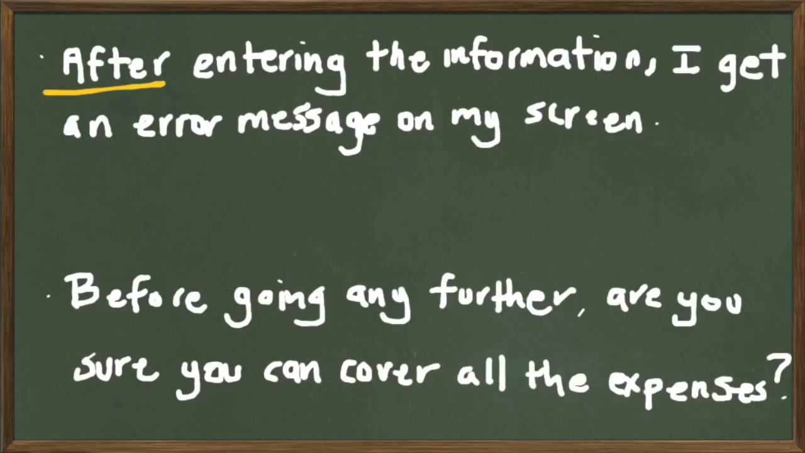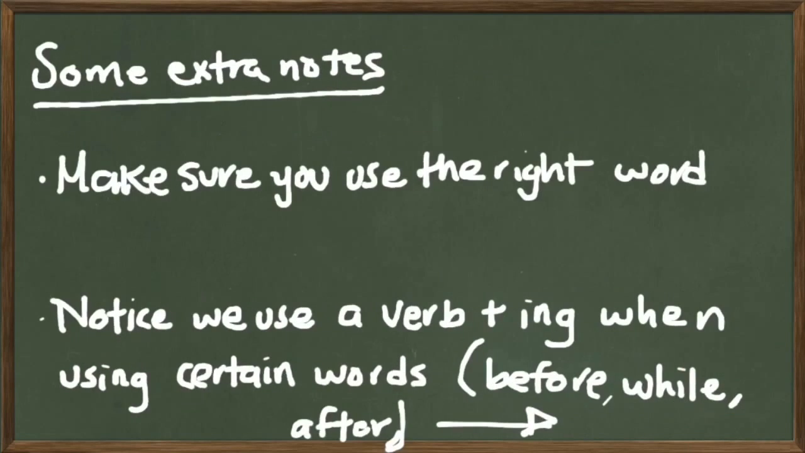Alright, now we have before. Before going any further, are you sure you can cover all the expenses? So now the person is stopping us at this point because she's not sure we can pay. So before continuing, are we sure we can pay? Are we sure that we have the money to do whatever it is planned to do?